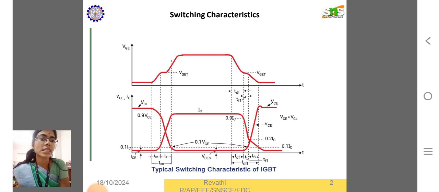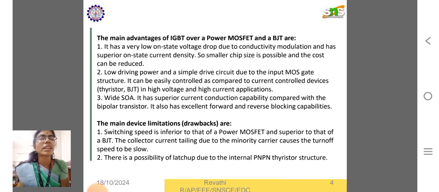So the graph represents all these steps. The main advantages of IGBT over power MOSFET and BJTs are: IGBT has a very low on-state voltage drop due to conductivity modulation and has superior on-state current density. So smaller chip size is possible and the cost can be reduced. Low driving power and a simple drive circuit due to the input MOS gate structure. It can be easily controlled as compared to current control devices, thyristor and BJT.